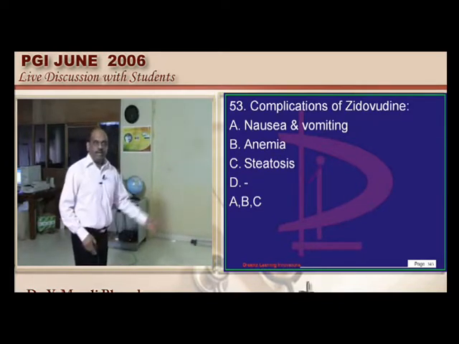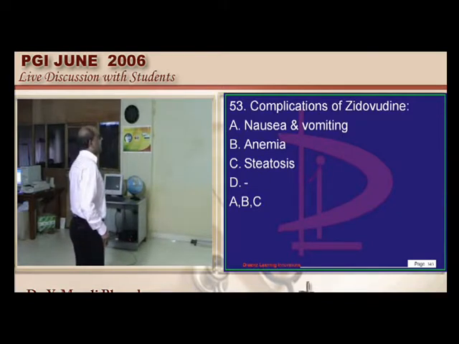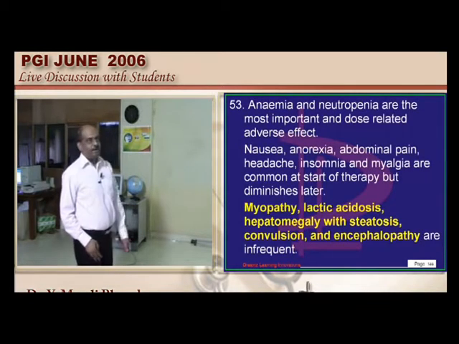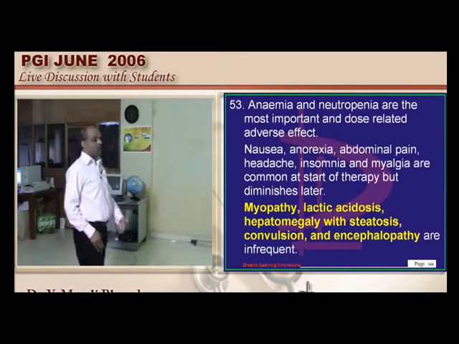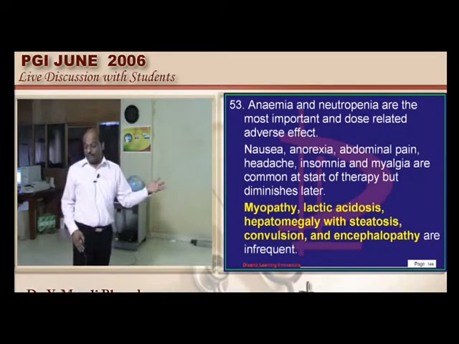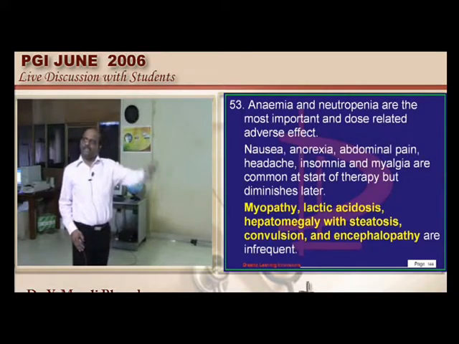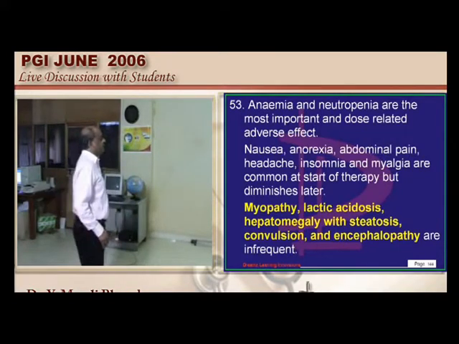Highly active antiretroviral therapy and their adverse effect profile is a common topic in exam, doctor. All of you know zidovudine causes bone marrow suppression, so anemia, neutropenia is typically seen. Myalgias, myopathy is another important feature, lactic acidosis, hepatomegaly, steatosis, convulsions, encephalopathy. They are all the problems with zidovudine, is what needs to be remembered.